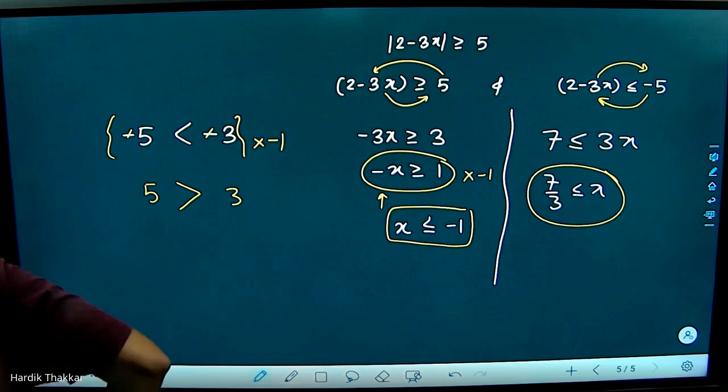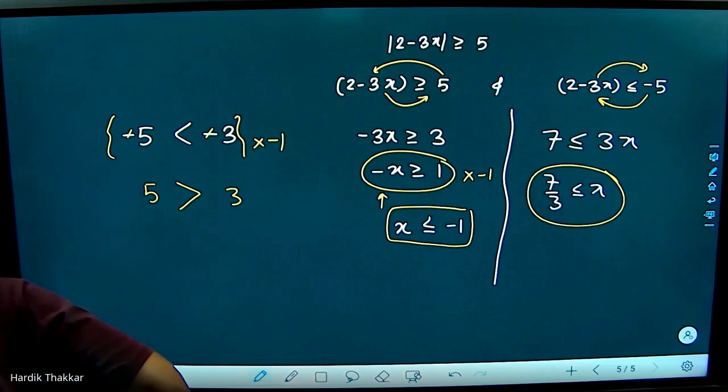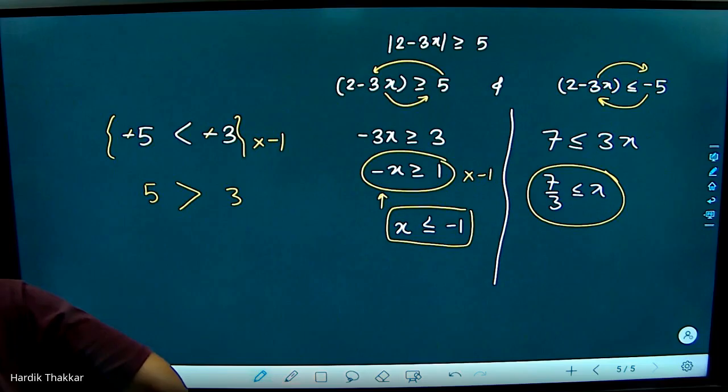Now ask any question from the second part. So once I'm solving this first part only. Okay.